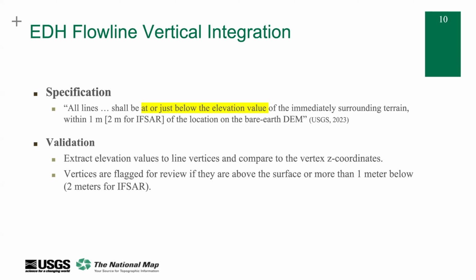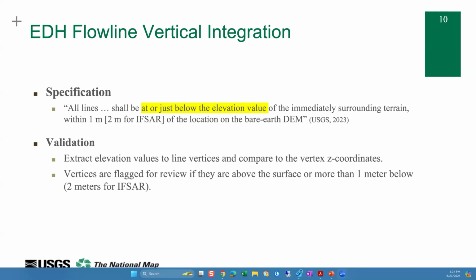In the vertical dimension, the specification says that all lines shall be at or just below the elevation value of the immediately surrounding terrain within 1 meter of the location on the bare earth DEM. Something I want to point out is that there's another specification I'm not going to go into as much depth about, but we also have a requirement that lines are monotonic, meaning that they flow downhill, they don't go uphill at any point. And so there has to be some wiggle room so that it's possible to maintain monotonicity through a rough elevation surface. So there's wiggle room in the specification, and it's just below the bare earth surface. That's where that comes from.